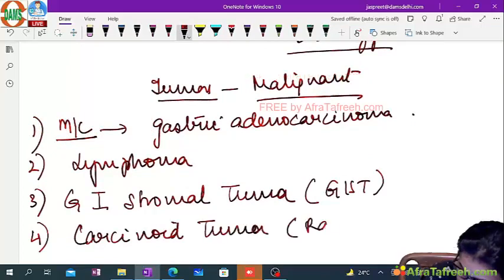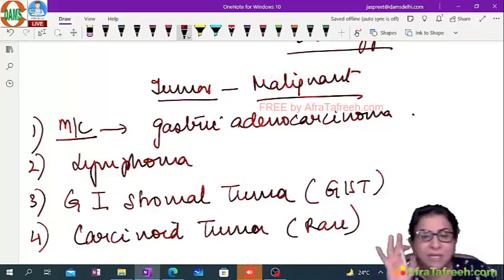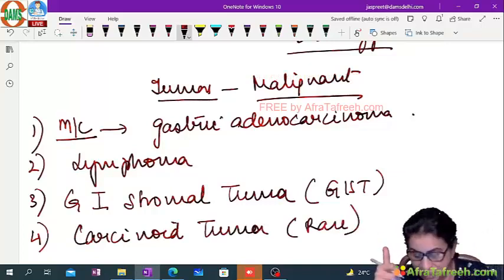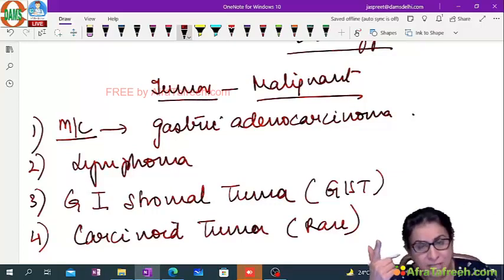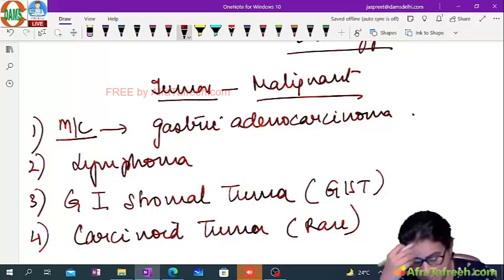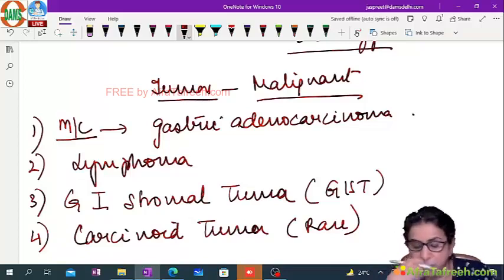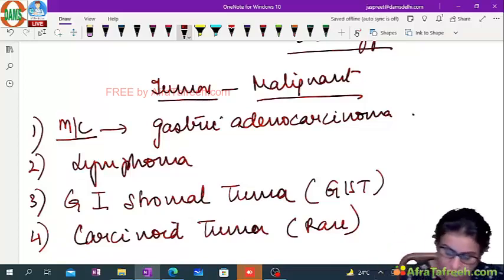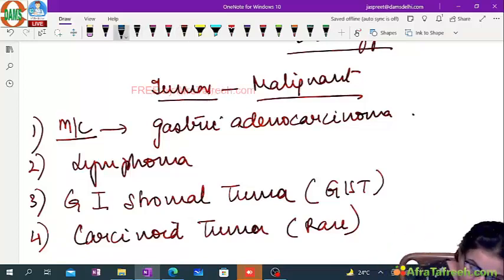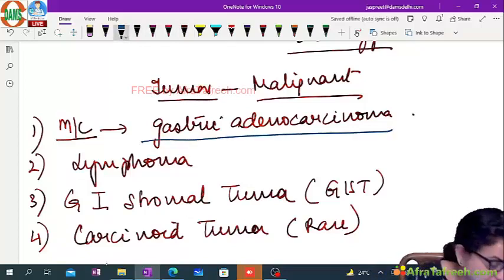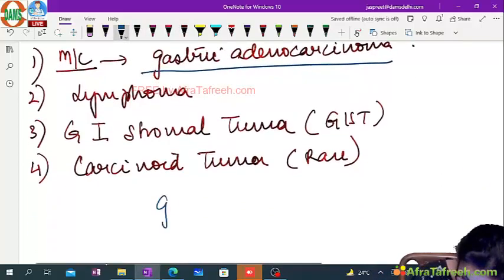Carcinoid tumor is rare. So the main malignancies of the stomach are: most common is gastric adenocarcinoma. Second, lymphoma, a malignant tumor arising from the lymphoid cells. Then gastrointestinal stromal tumor, and fourth is carcinoid tumor. Okay, now I'm going to talk about gastric adenocarcinoma. Okay, let us look at gastric adenocarcinoma.